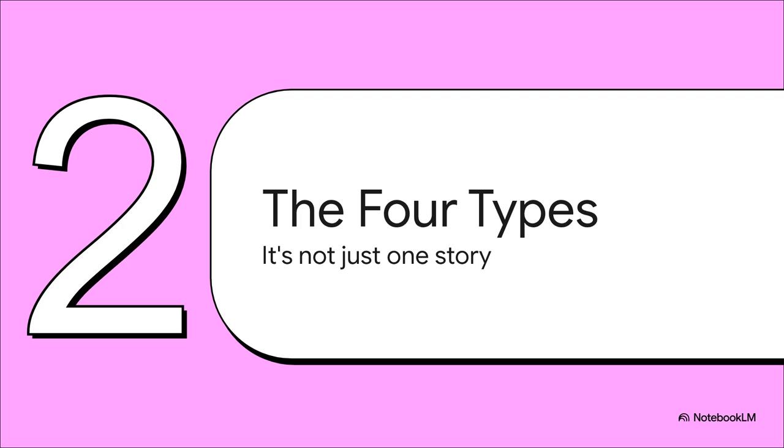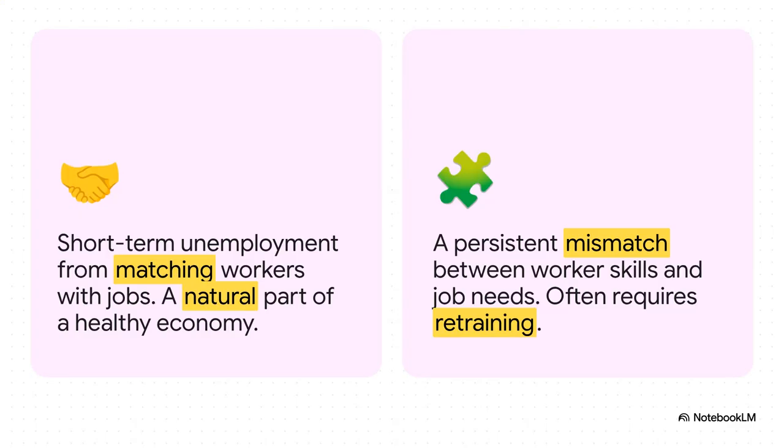Okay, so moving on. We've seen that the number itself is more complex than it looks. But it goes deeper. The reasons people are unemployed are also really different. It's not just one big blob of unemployment. There are different stories here. Economists usually slice it into 4 types. Let's look at the first 2.